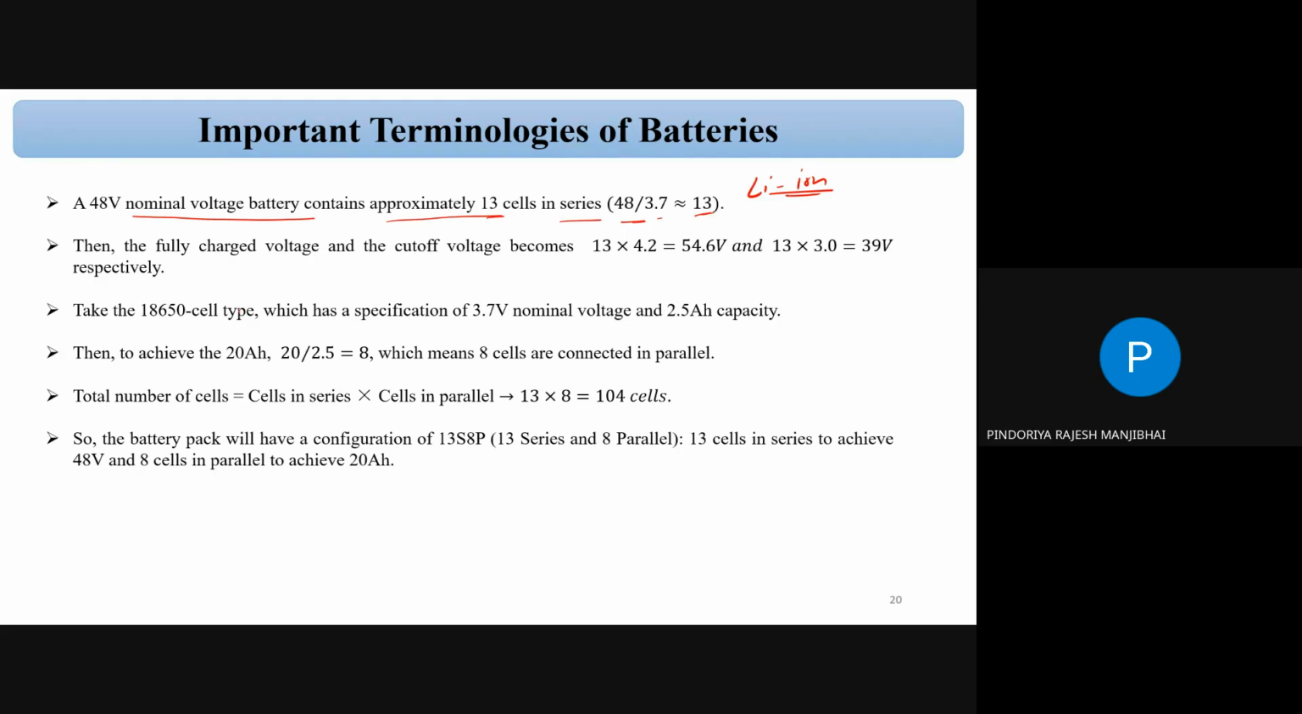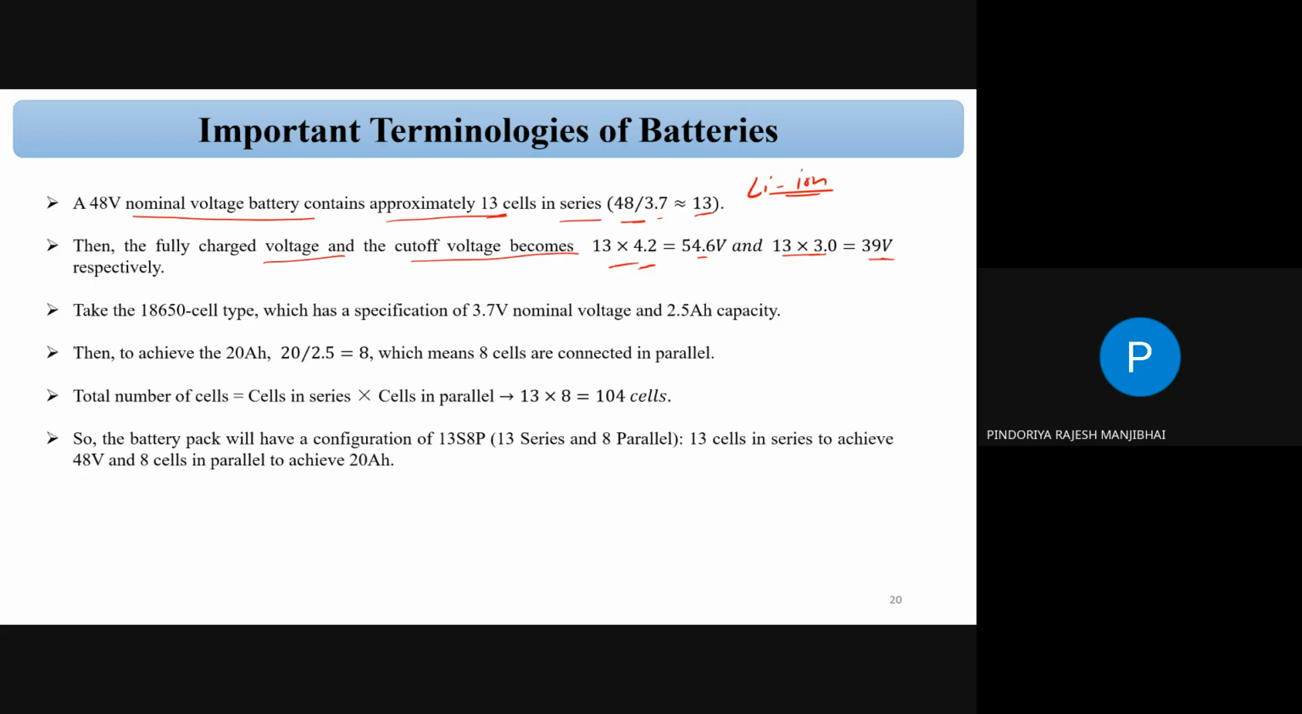Then the fully charged voltage and the cutoff voltage become: 13 into 4.2, because 13 cells and 4.2 volt, is equal to 54.6 volt. And 13 into 3 is equal to 39 volt, that is the cutoff voltage respectively. That is the charge voltage and cutoff voltage.